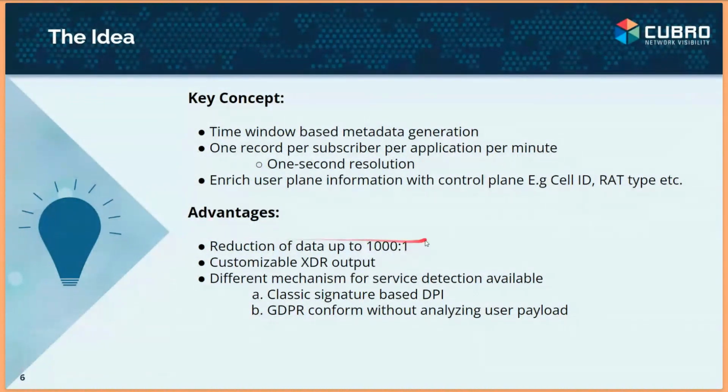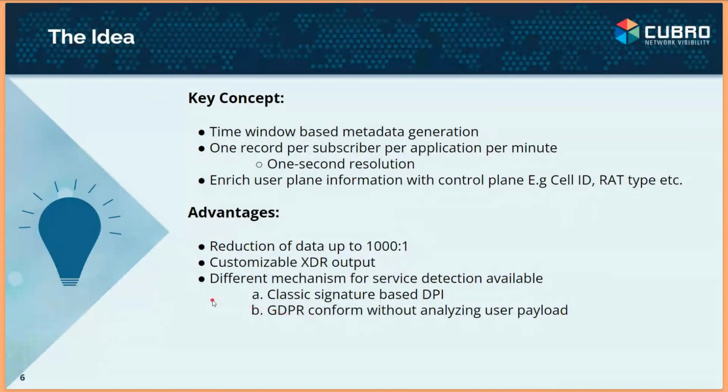So what are the advantages compared to others? This generation of metadata gives you a reduction of 1000 to 1. So that means if there's 1 terabit of input traffic, we will generate around 1 gigabit of metadata out of this traffic. The output in our case is completely customizable. So we do not have a fixed set that always says you always get this and this information. This can be completely configured by the customer. Whatever they want to have in the record, we can put in.